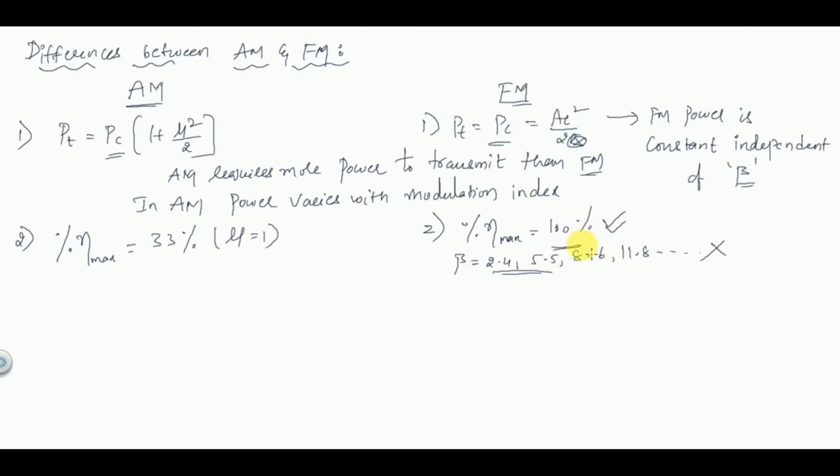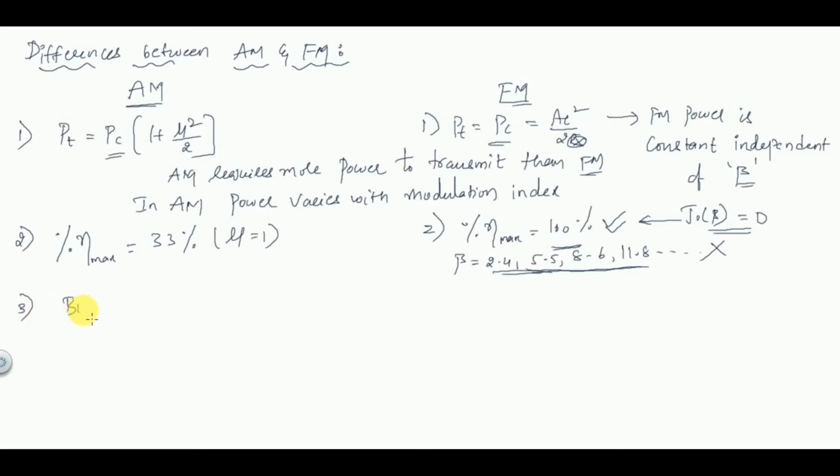When you are transmitting only sidebands without carrier, then for these values of beta, the carrier component, which depends on J0 of beta, becomes 0. So when J0 of beta becomes 0, efficiency is going to be 100%. Okay, this is the second difference with respect to the maximum efficiency possible.